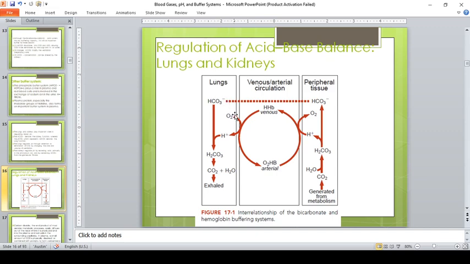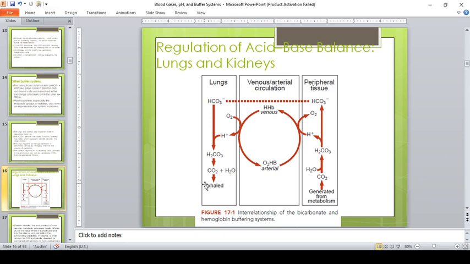So, the inspired oxygen diffuses from the alveoli into the blood and is bound to the hemoglobin, forming the oxyhemoglobin. The hydrogen that was carried on the reduced hemoglobin is released to combine with the bicarbonate, forming carbonic acid, which then dissociates to form the carbon dioxide and the water.